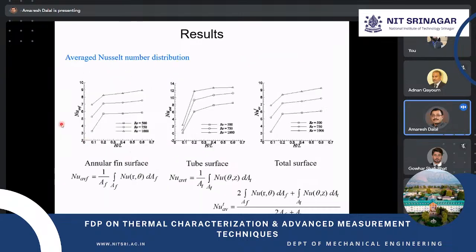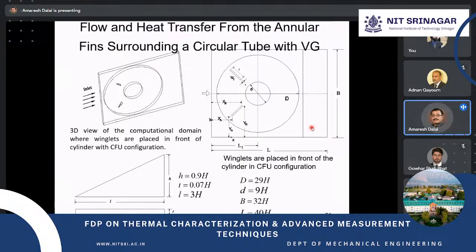And you can see the Nusselt number for the annular fin surface, tube surface, and total surface we have calculated. You can see as the Reynolds number increases, you get more heat transfer. Now what we have done is we have placed the winglet. You can see the winglet placement here. This is the triangular winglet we have used.